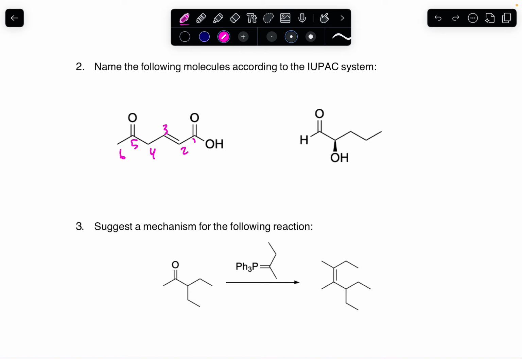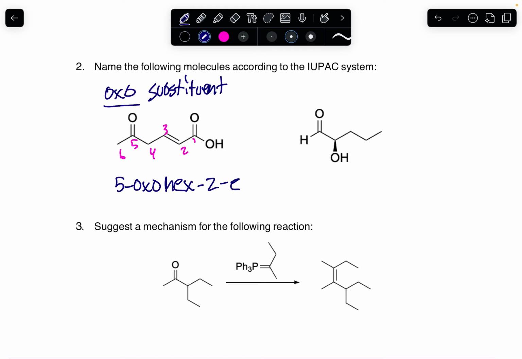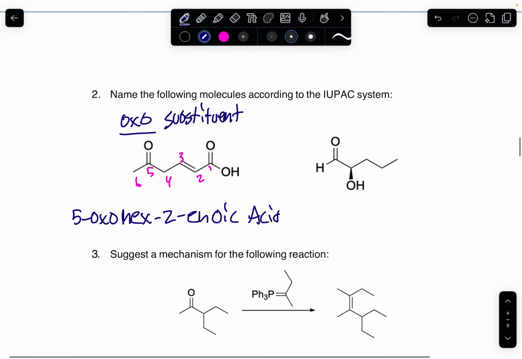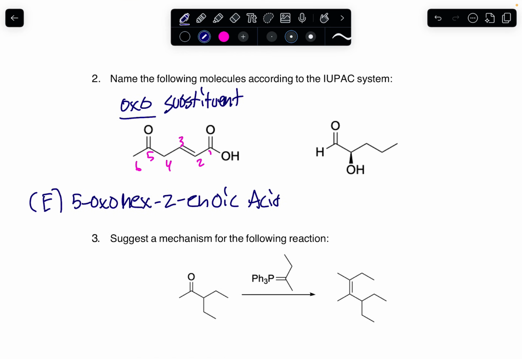Here, because we have a ketone, this is actually going to be an oxo substituent. So normally we'll name molecules based on the highest priority group. A lot of the times those are ketones, but here carboxylic acids are the highest priority group we've learned so far, so that will take precedence. So here we have 5-oxohex-2-enoic acid. And I don't have to indicate the position of the carboxylic acid since it's assumed that it's always going to be at the 1 position. And then I can't forget that this is an E alkene.